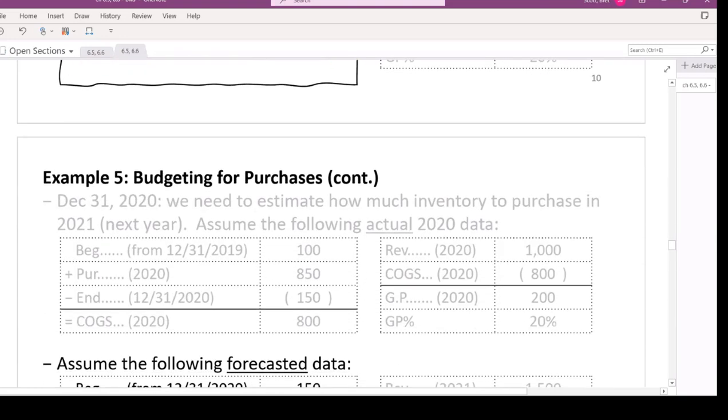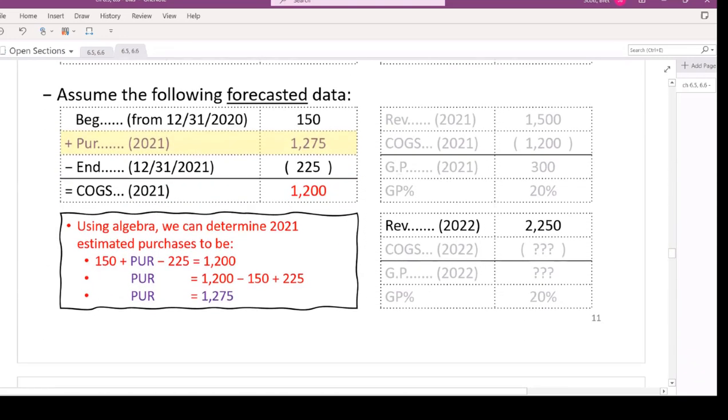Go to slide number 11. Slide 11 says, okay, you've got beginning inventory, you know ending inventory, you know cost of goods sold. Just do a little bit of algebra, which, again, I know algebra is still a sticky point for some people. People don't like math and accounting. That's about as complicated as we get here. All I'm simply doing is putting in the accounting equation: beginning plus purchases minus ending gets me cost of goods sold. Put everything on the right-hand side except for purchases, and you can figure out the purchases. We expect to buy $1,275 worth of inventory next year.